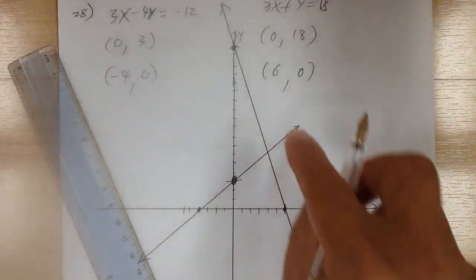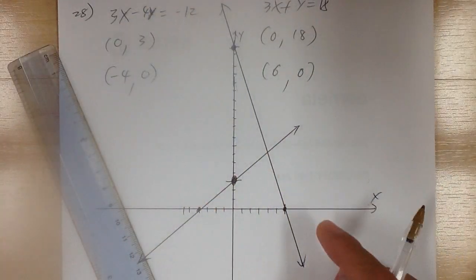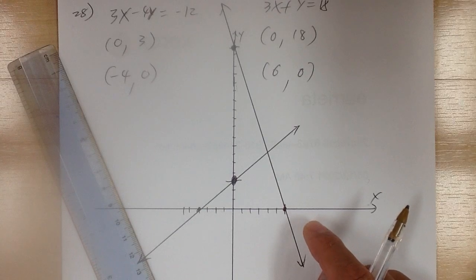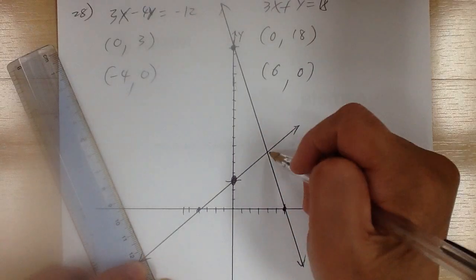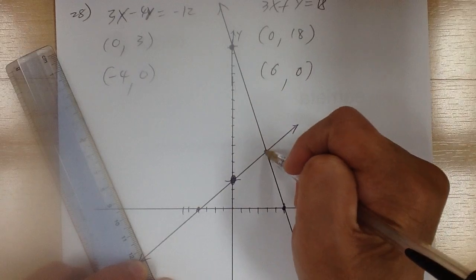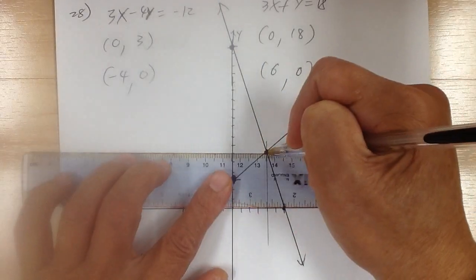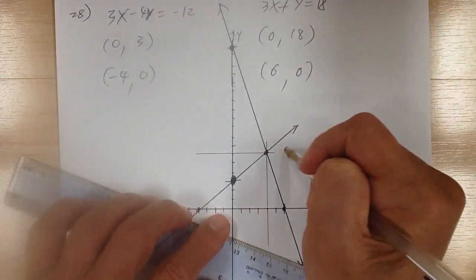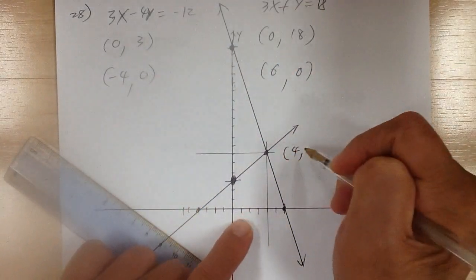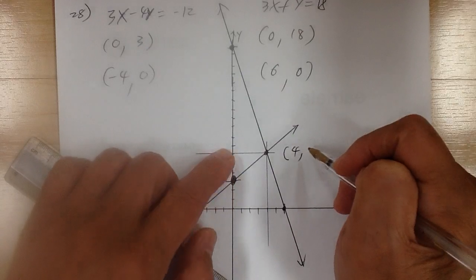Okay, so let's do the first part. I graphed the two on the same graph. B, name the ordered pair corresponding to the point where the two lines intersect. So the two lines intersect right over here. So it looks like down here. This point looks like it's 4, 6.